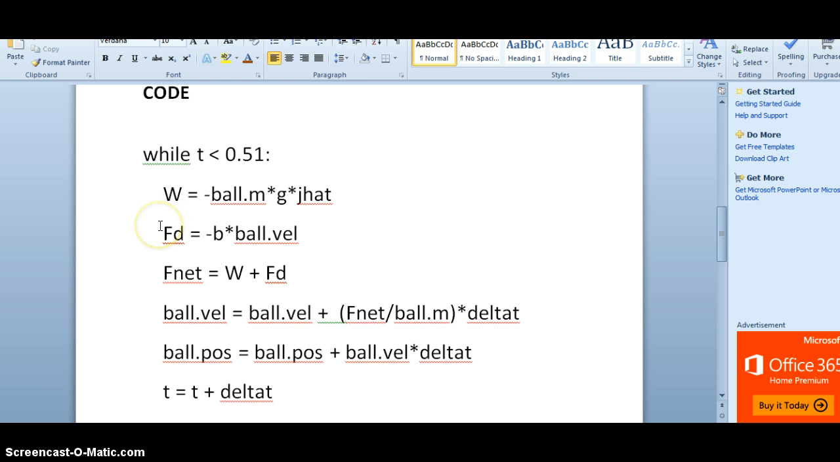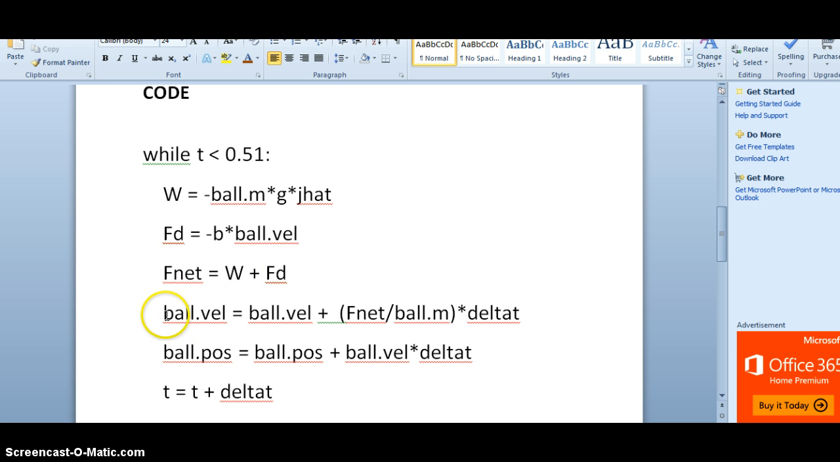We also have to take into account the air resistance. Fd equals negative b times ball.vel, which I have here. Negative b is a value that was calculated by following the lecture video, and there were instructions given on how to get that value in order to calculate the drag force, and that was multiplied by the velocity of the ball, ball.vel. These two values here, W and Fd, represent all the pushes and pulls on the ball while it's being dropped, which is why we sum them to get F net, the total net force.